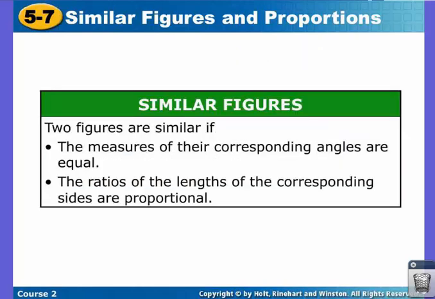Okay? Now, similar figures. Here are the 2 big pieces that we need to understand. The measures of their corresponding angles are equal. So corresponding angles must be congruent. And then the ratios of the lengths of the corresponding sides are proportional. And that's going to be the big one that we'll talk about in just a moment.